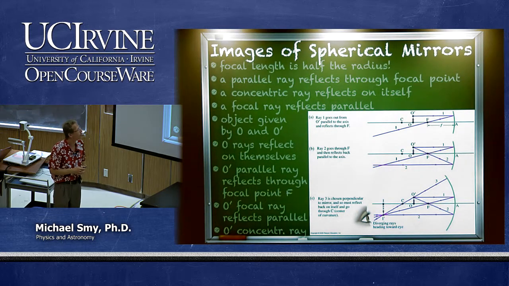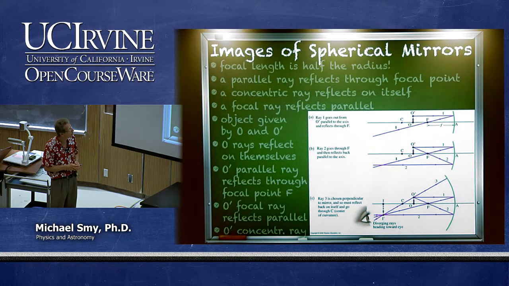And to form the location of images geometrically, we can construct such images by using 3 types of rays. First, we look at a parallel ray. So here we have an object given by a bottom point and a top point. And if you have a parallel ray, then it gets reflected through the focal point.